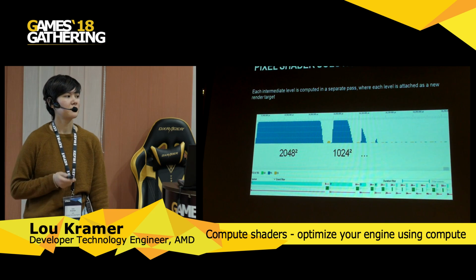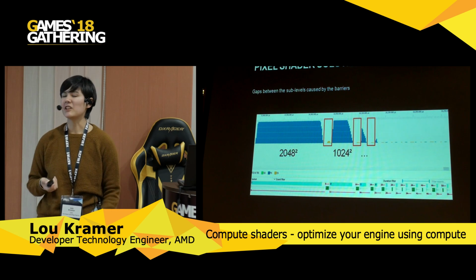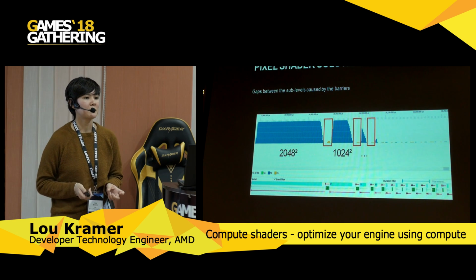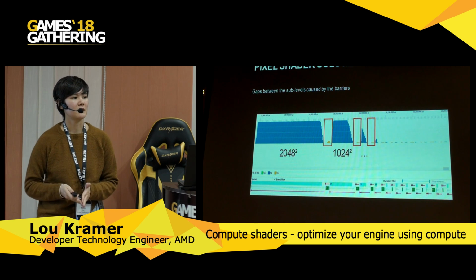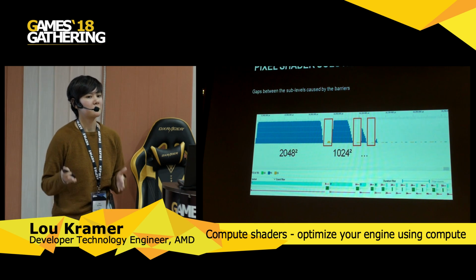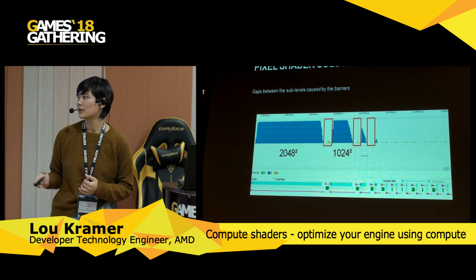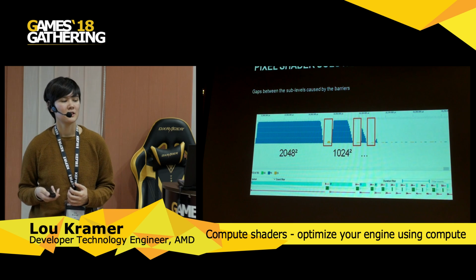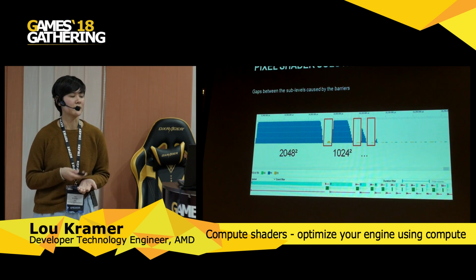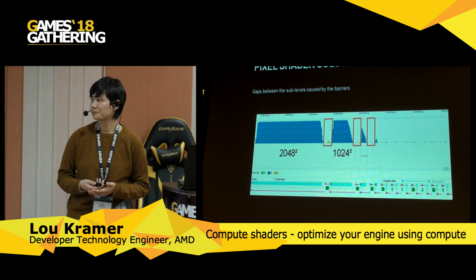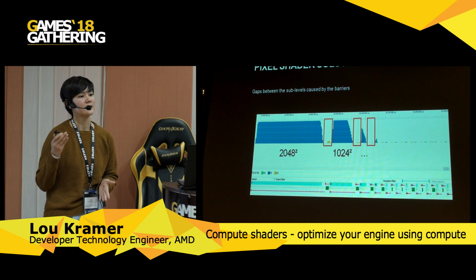And so you can observe here two things. The first is, after each intermediate level, we have gaps. Those gaps are caused by barriers, because before we can compute the next intermediate level, we need to be sure that the previous intermediate level is done, because the results depend on each other. So we can't compute the 1024 squared level if we don't have the 2048 squared level already computed, because it's based on this. So we have to wait until the pass is completely done before we can start with this next pass.